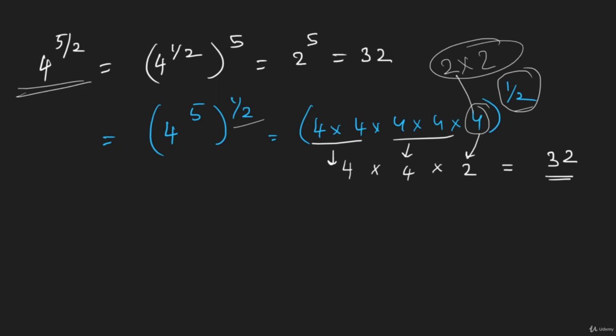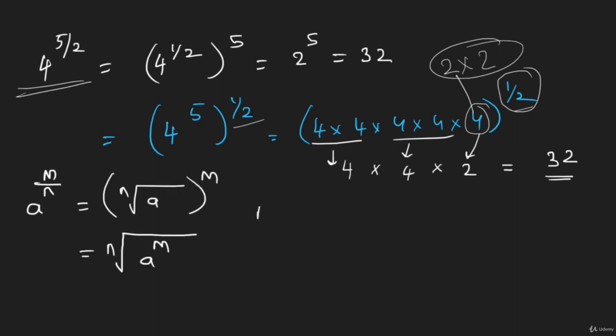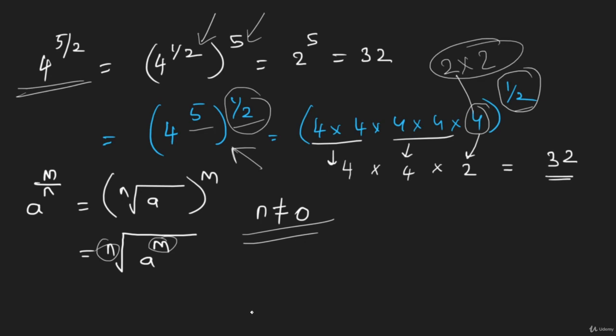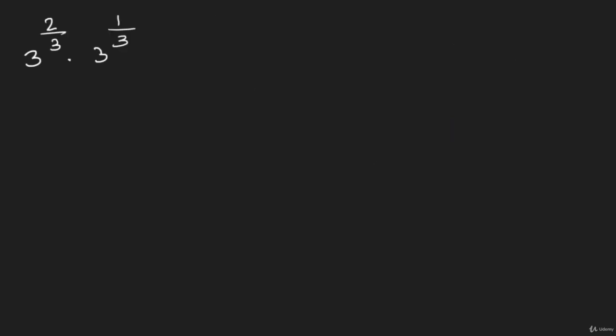Alright, now you can see that a to the power m by n is the nth root of a to the power m. That's what we did over here, right? We've taken the root first and we've taken the power later. Or you can do it like this, where you do the power first. So you have taken m over here and you take the root. That's the root over here. So both of these are one and the same. And remember, n has to be not equal to 0 because division by 0 is not defined. Alright, let's do a few more practice problems.